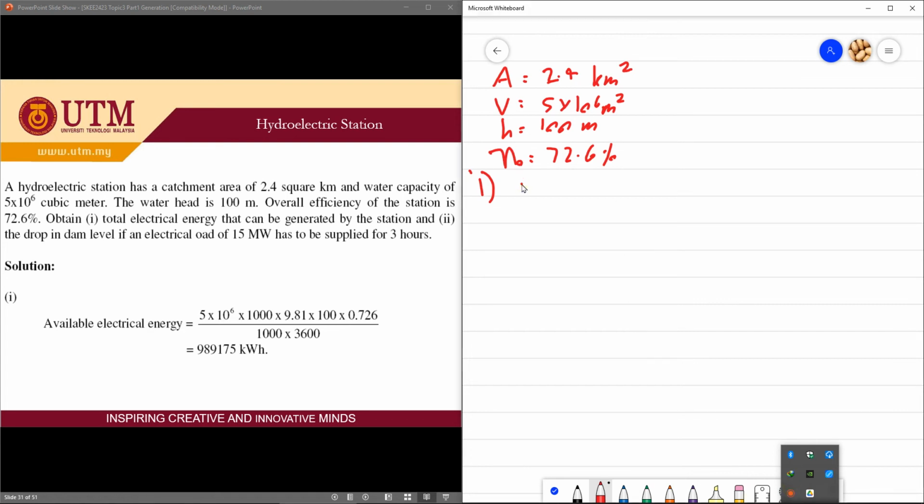Okay, so this one is standard. Of course, you have to calculate the weight.